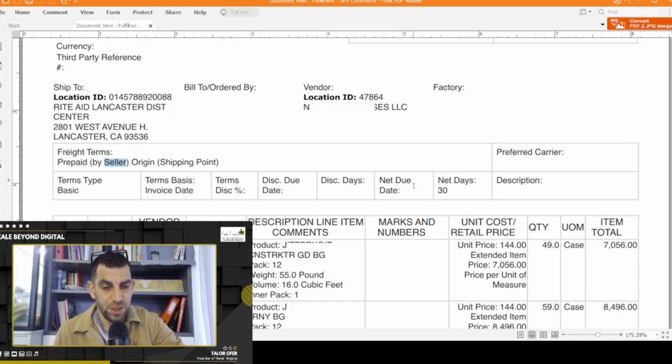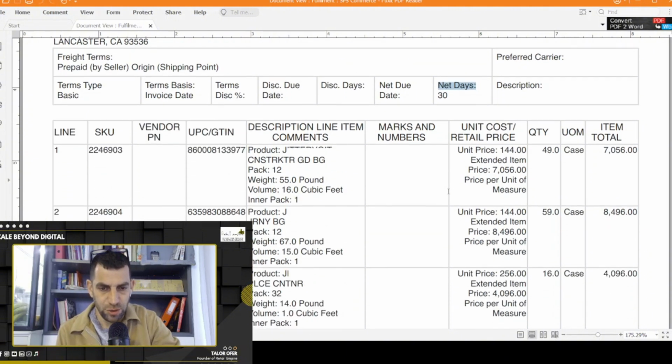What is important here is the net days. That means how many days after they receive the goods they are obligated to pay you. And as you can see here, it's 30 days. Net 30 days. Net is used because there are days that are not considered working or business days, such as Sunday, holidays, President's Day, Christmas, Halloween, whatever reason there is. So net days 30, and then you have the actual purchase order.